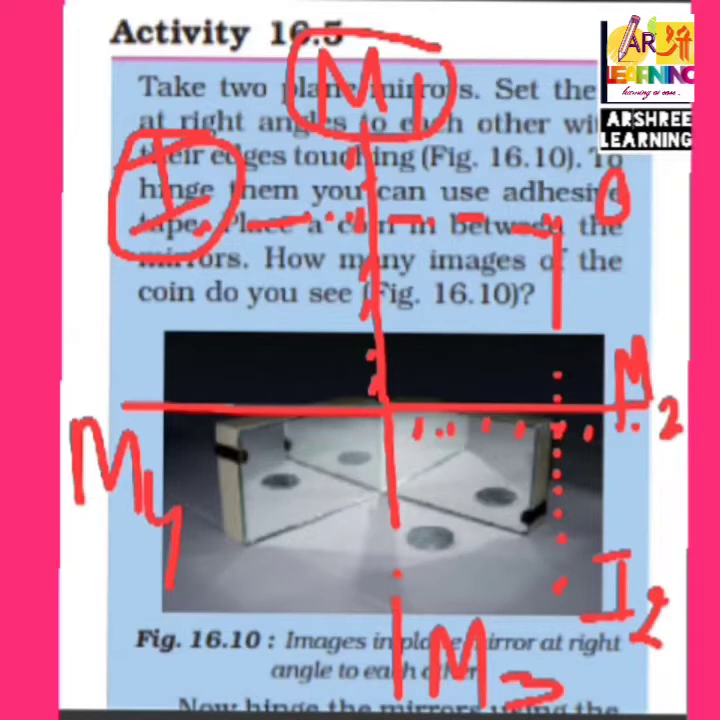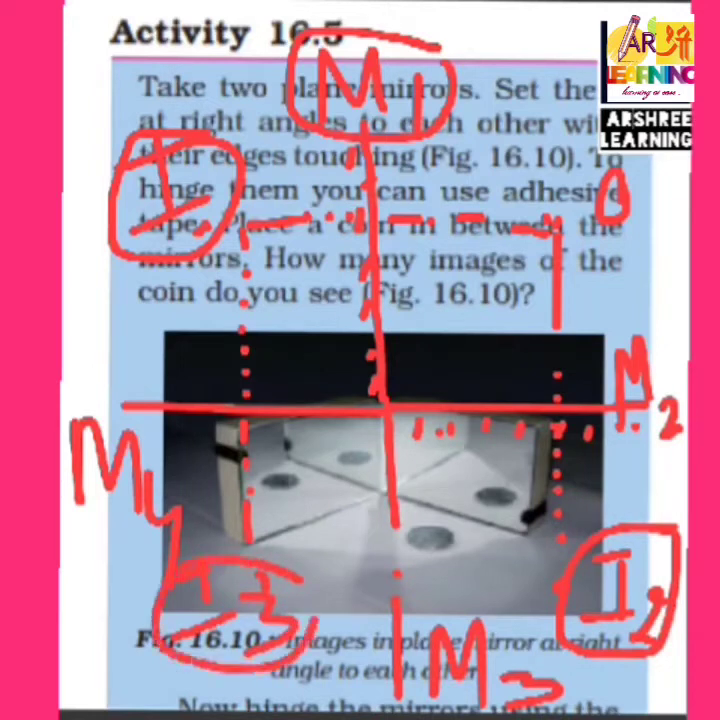I1 was the first image formed, I2 was the second image formed. Now I1 will form an image. The dotted line shows that the image will be formed. This is the image I3, which is formed due to mirror M4. Now these I3 and I2 images will also overlap. So how many images are formed? I1, I2 and I3. Therefore, when two mirrors are kept at an angle of 90 degrees, three images are formed.